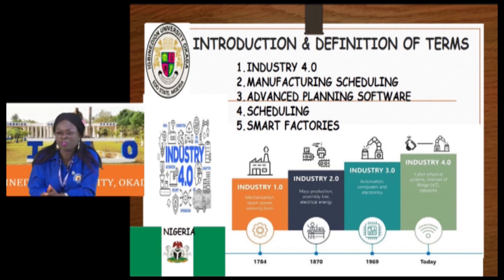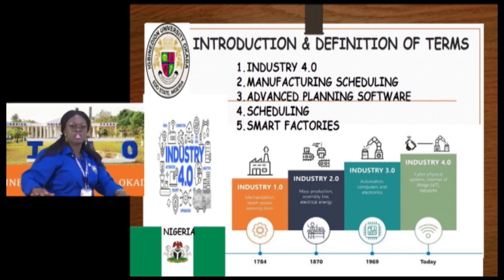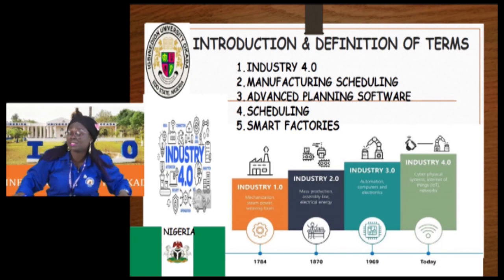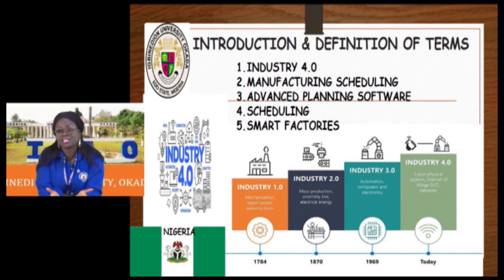Industry 4.0 is automation and data exchange in manufacturing using technologies such as cyber physical system, big data, providing prototype design. And then we talk about smart factories. What are smart factories? They are equipped with advanced sensors, embedded software, and robotics using digital technologies, increased automation, high responsiveness to our customers in our various industries.